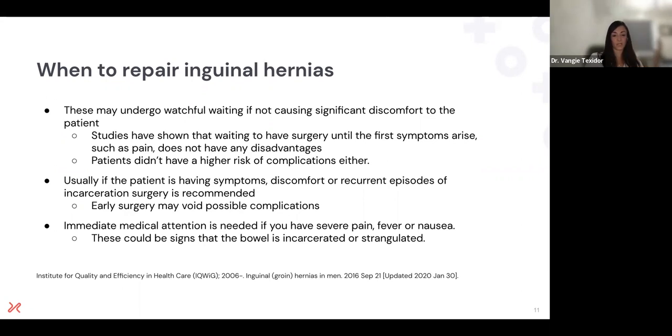That can avoid emergency surgery. If this keeps getting worse, if they get pain, fever, nausea, they might have small bowel getting obstructed in there, then those are signs of incarceration or strangulation possibly, and you want to go to the ER and get an emergency repair.